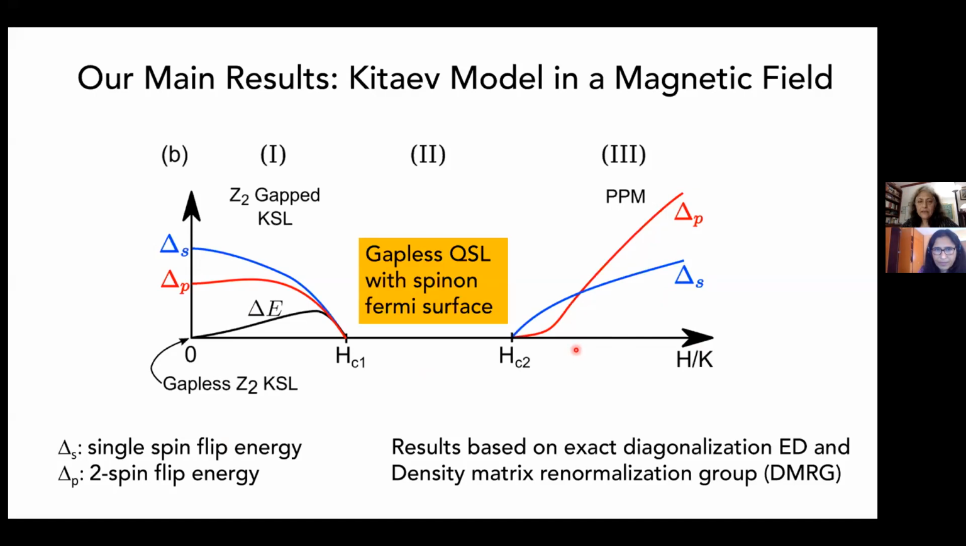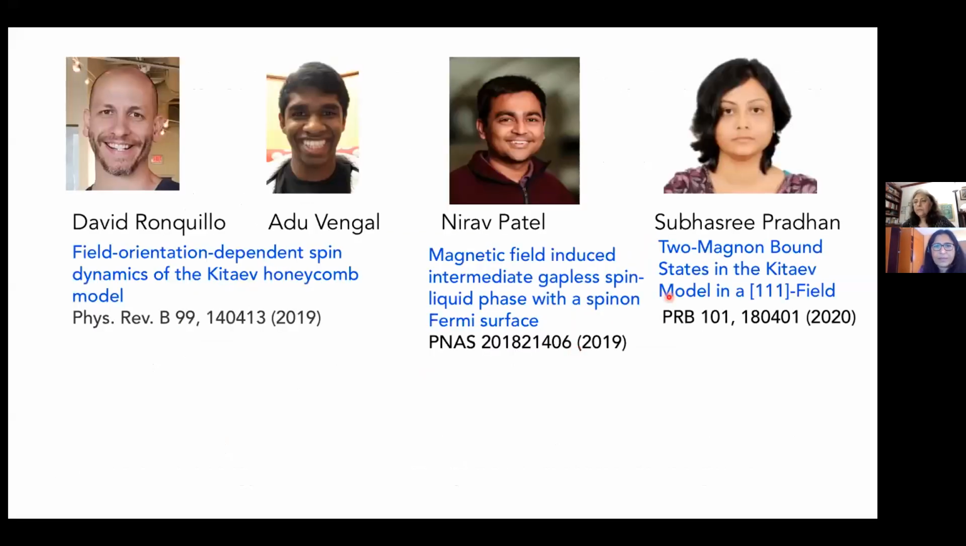Okay. So let me point out some of the people who have done this work. David Ronquillo and Adu Wengel were the first ones to see that gapless intermediate phase through exact diagonalization. Nirav Patel then was able to describe the actual nature of that intermediate spin liquid phase. And I will show you that this spin liquid phase is quite different from the Kitaev spin liquid phase.